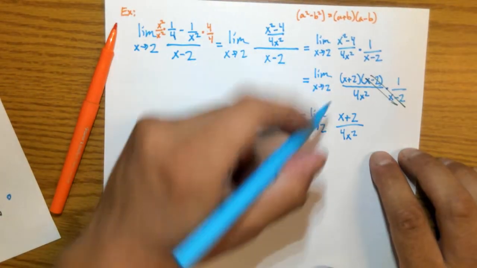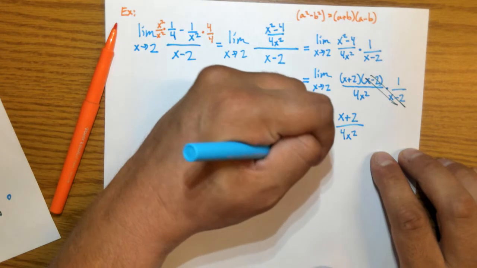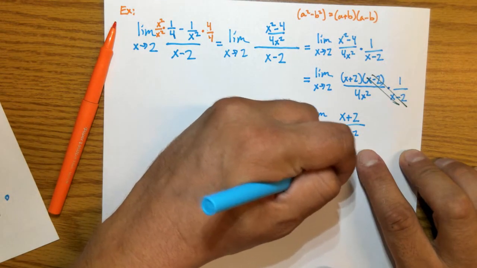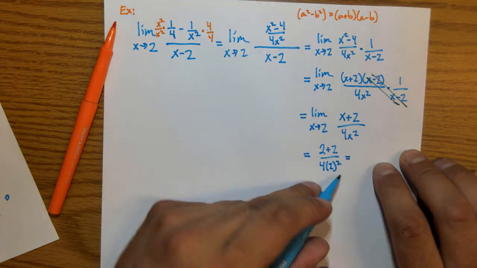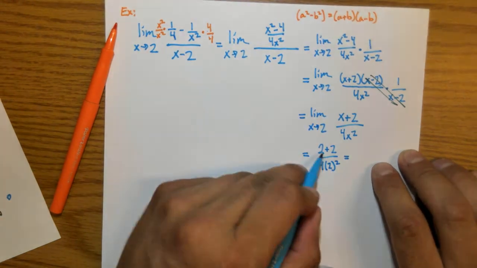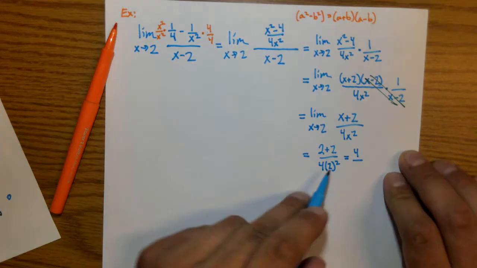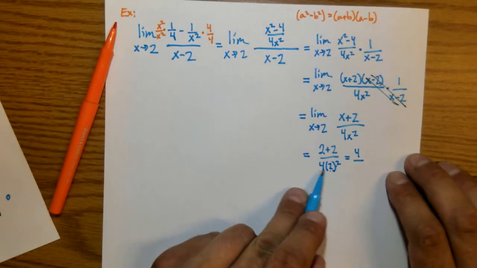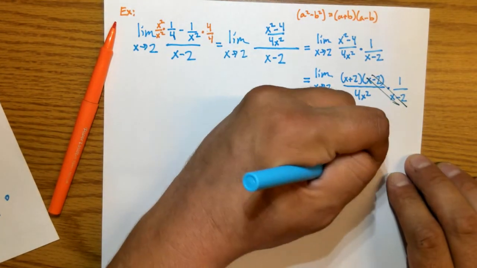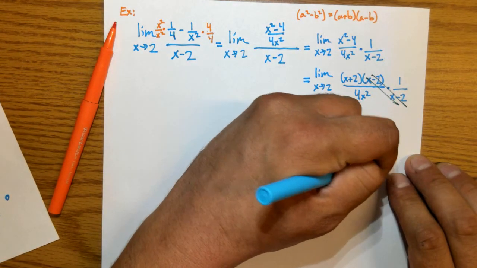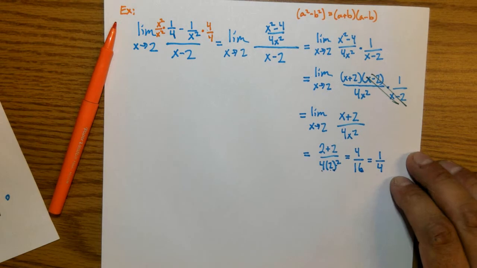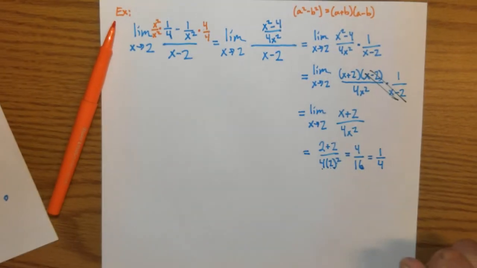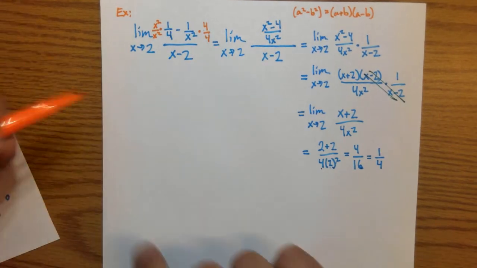So we're going to plug in 2 for x, so 2 plus 2 divided by 4 times 2 squared. And we could just simplify this. Remember, we want to square before we multiply. So the top is going to be 4. The bottom, 2 squared is 4. 4 times 4 is 16. And if you want to reduce, this reduces to 1 over 4, just like that. All right, let's go over one more example.